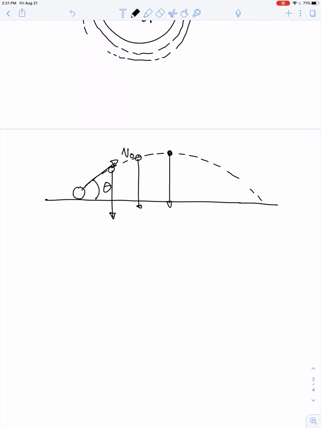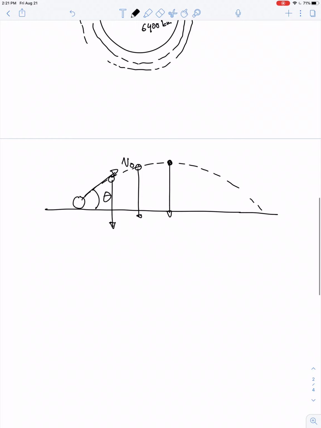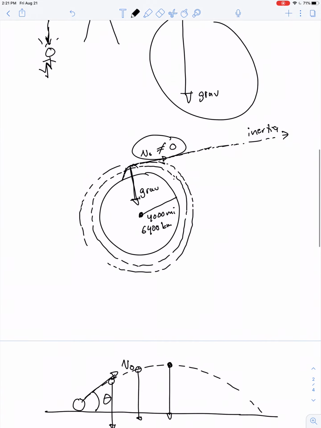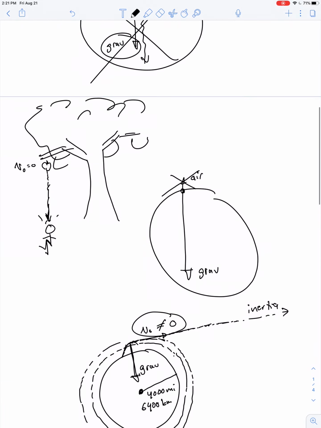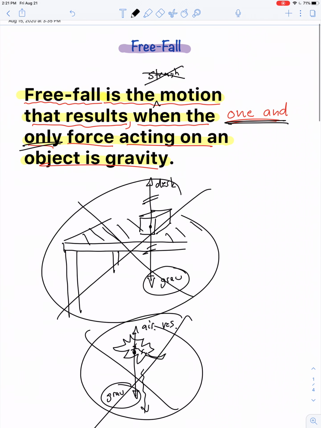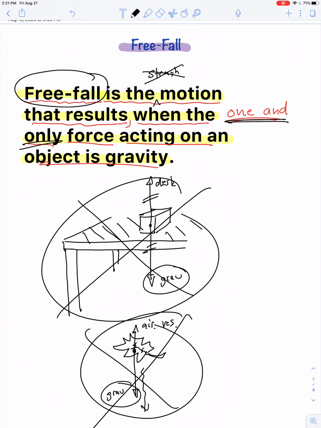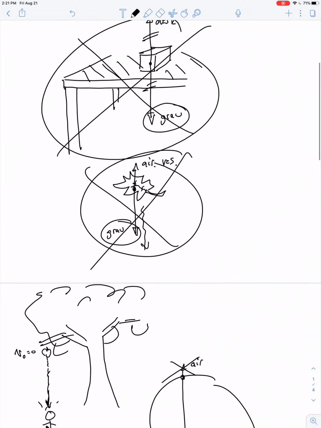So a projectile following a parabolic path, a satellite that's in orbit, or an apple that falls from a tree are all examples of free fall, because they're all examples in which either gravity is the one and only force acting, or the force of air resistance is so small that we can ignore it and pretend that gravity is the one and only force that's acting.